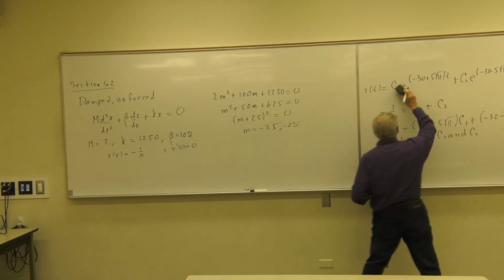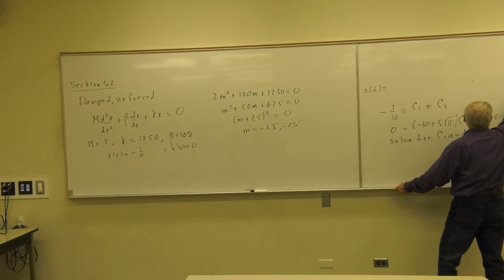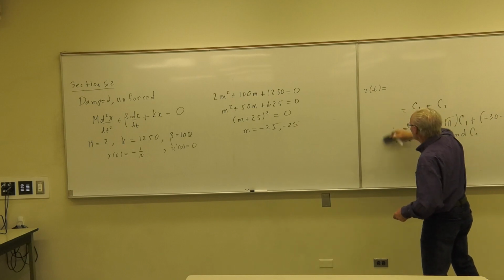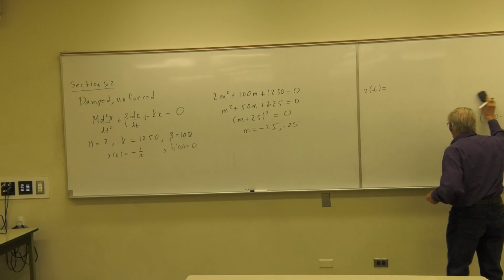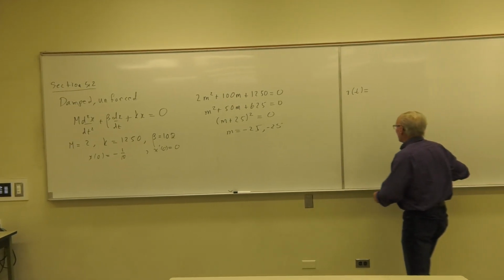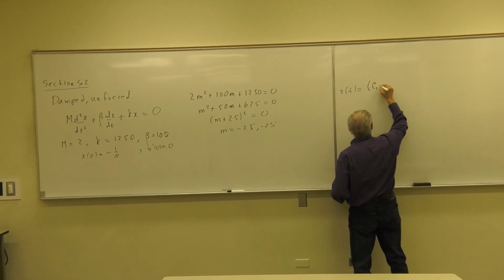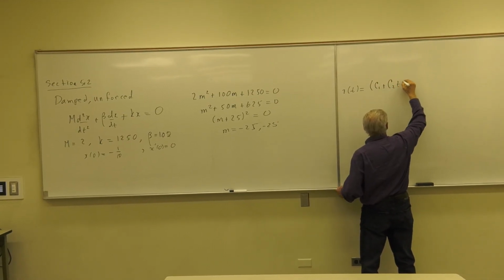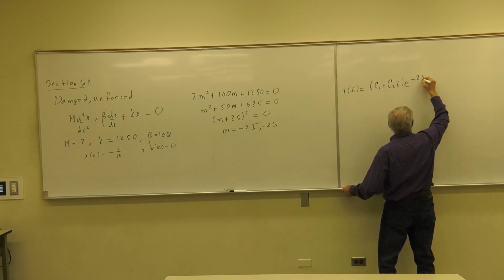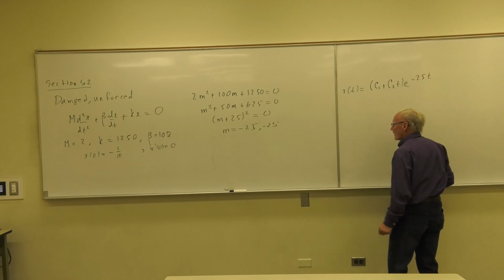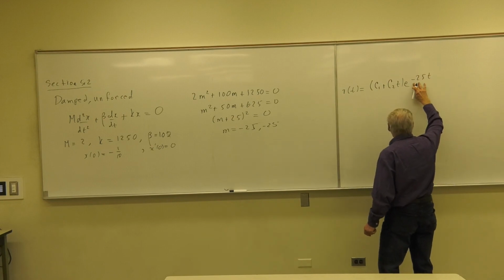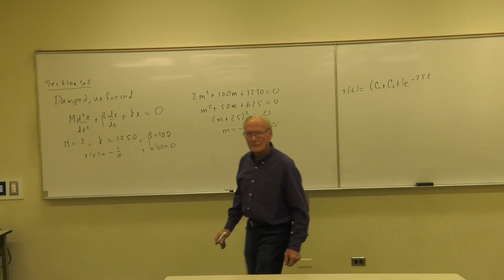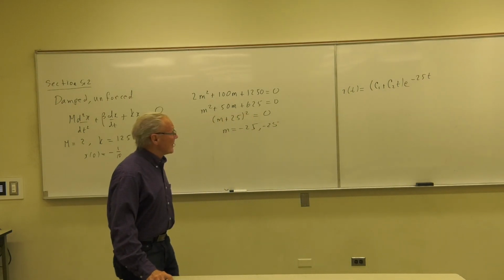So x of t this time, we have a repeated real root. Therefore, (C1 + C2 t) e to the minus 25t. And again, there's no way that that guy can be positive. Don't ever give me a positive guy there.